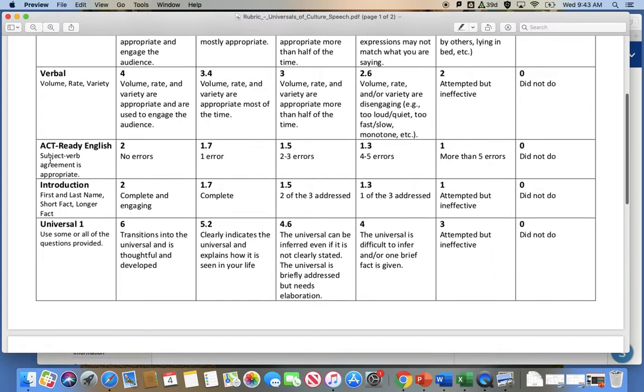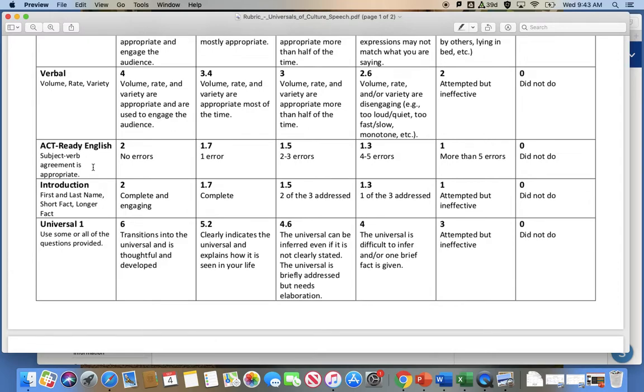Second category is verbal, so your volume, your rate, your variety. If all these are appropriate and engage the audience, it's 100%. If it happens most of the time, more than half of the time. And a D would be that one or more are disengaging, like you're too loud or quiet, you're too fast or slow, or you're monotone.